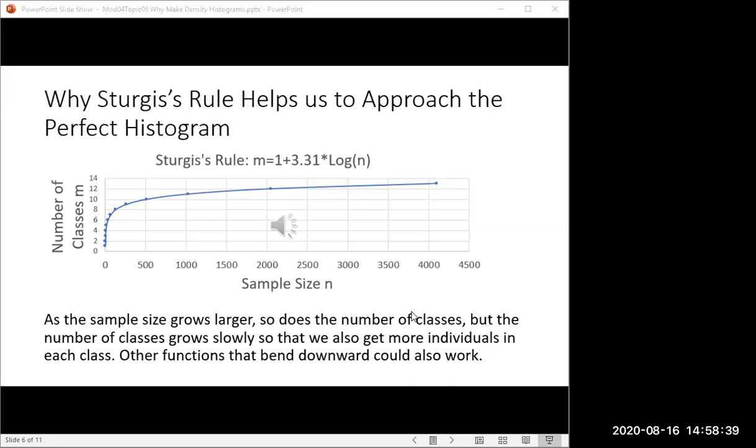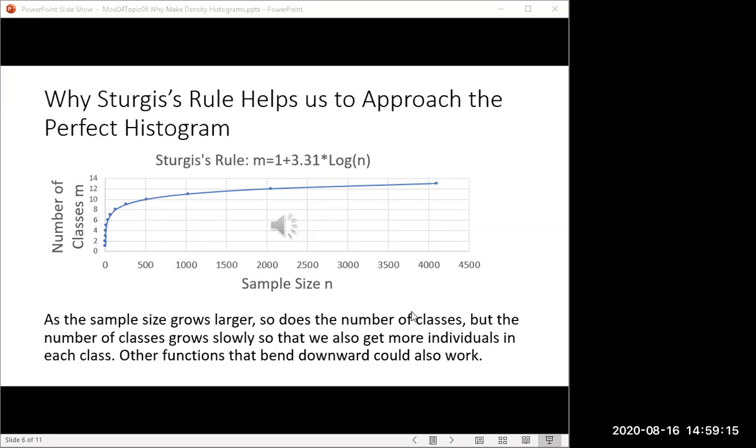So going from 500 to 1,000 individuals only added one class, so I have a lot more individuals in each class. So Sturgis's rule is helping us to achieve both goals, having a lot of classes and a lot of individuals per class at the same time. Now, any other function that bends downwards like this, like the square root, for example, would also have the same effect.